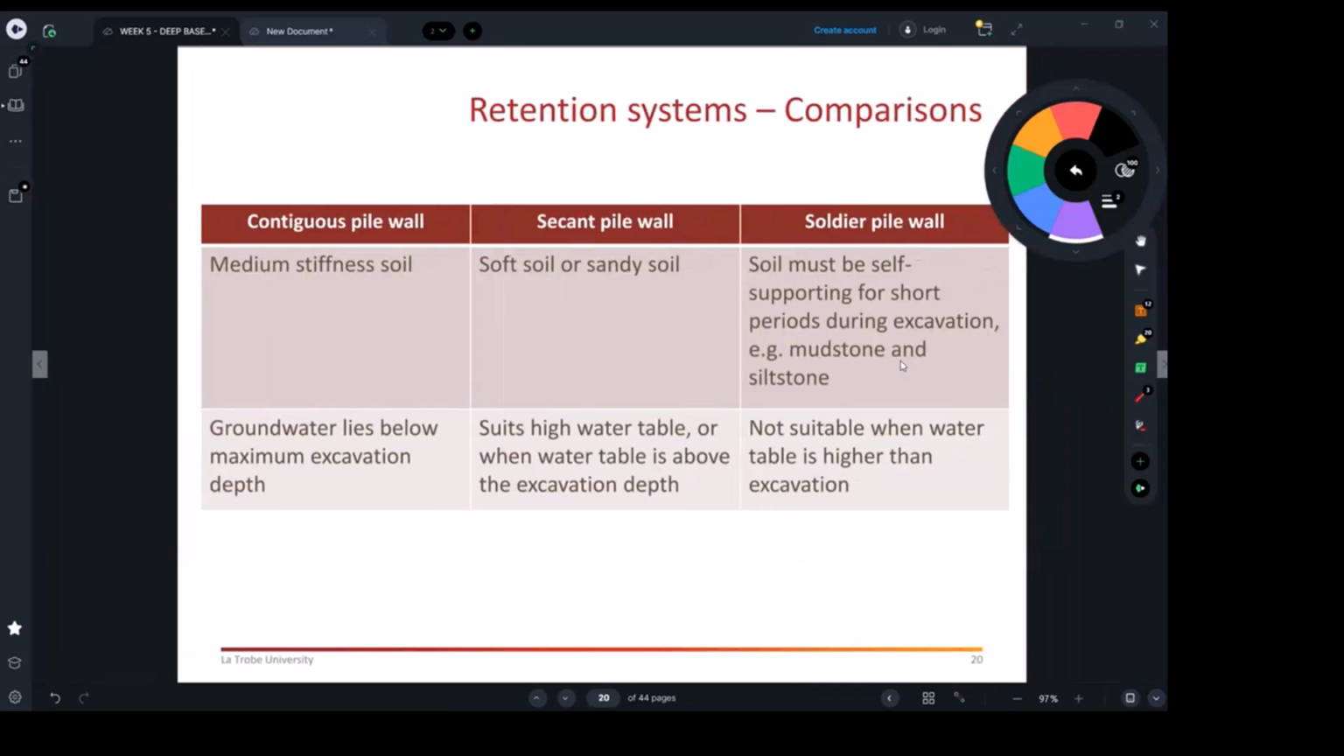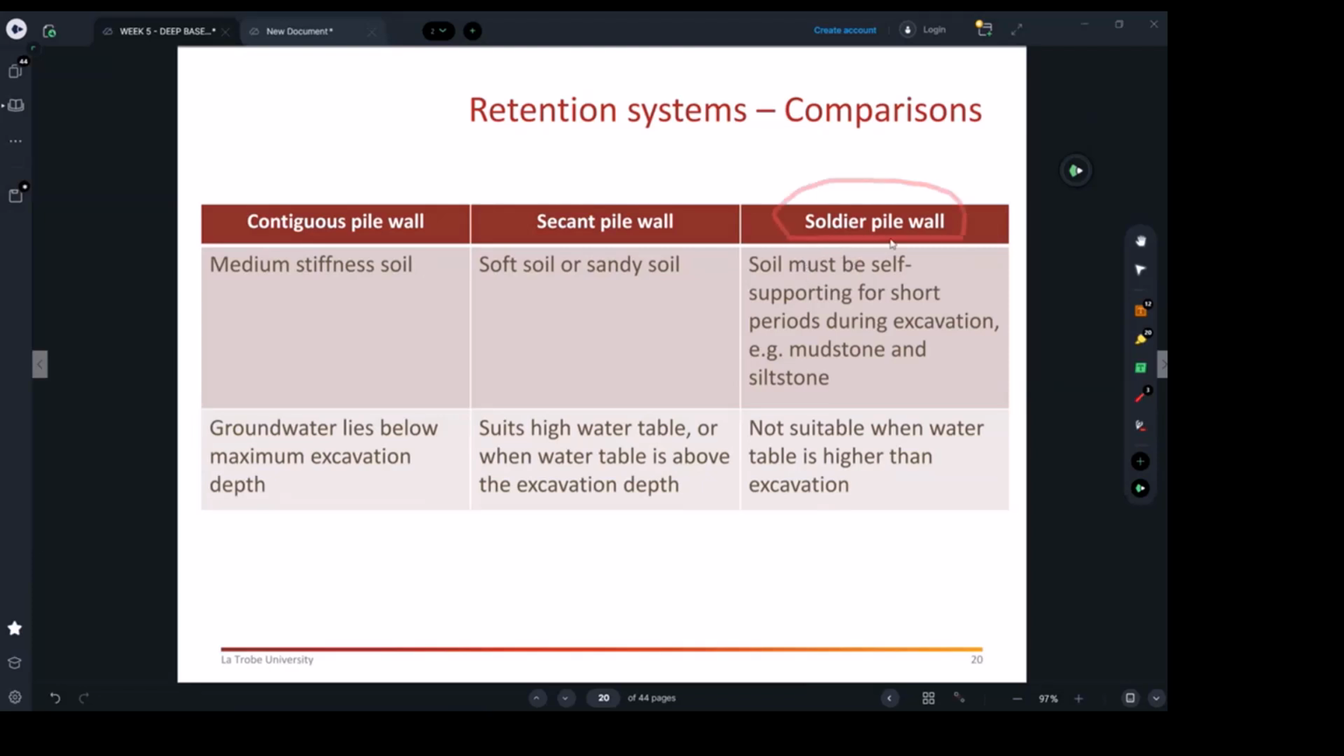Okay, so there is a table here just comparing the three, which will be good for you to run through based on the slides I've discussed with you. If talking about the type of soil, contiguous is for medium stiff soil. Secant, obviously, is for soft soil or sandy soil.